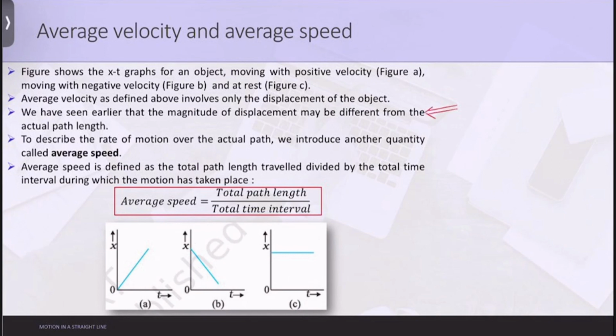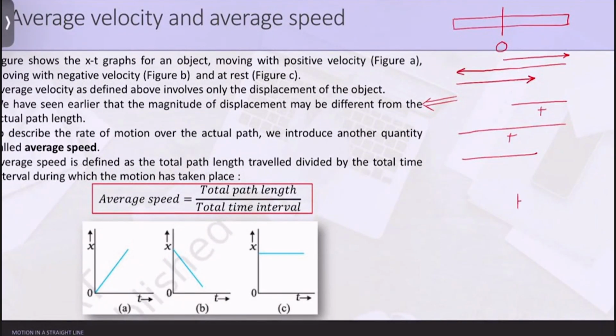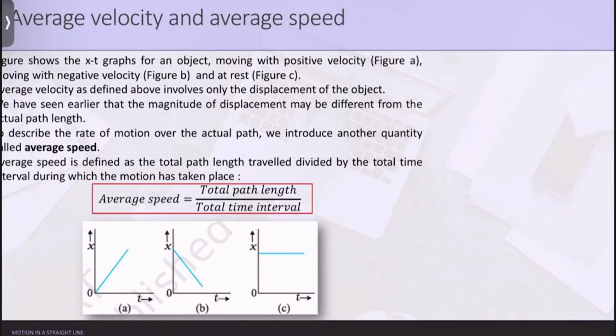We have understood one concept in which, let us say, this is the straight line which we are working upon, and this is the origin O. Now, if we go in this direction, then come back, go in this direction, then again come back, and go in this direction, the total path covered will add all of these. But actually, the displacement would be only this much. This is your displacement and this is your total path length. We have already understood that in the first lecture of this chapter.